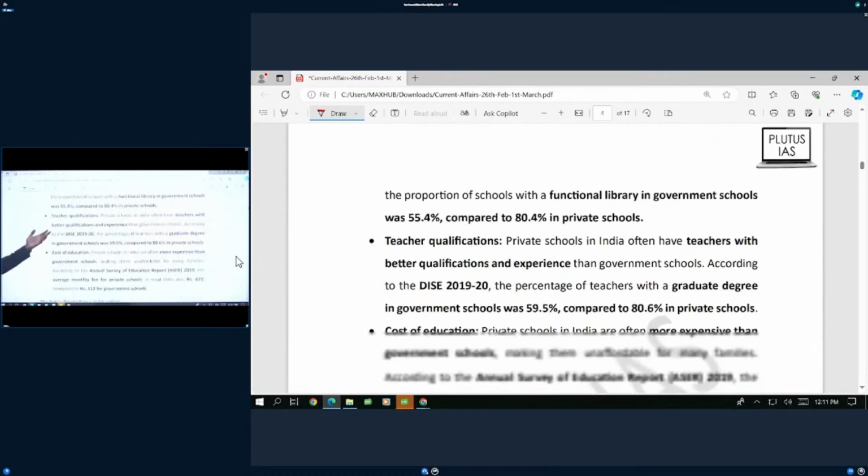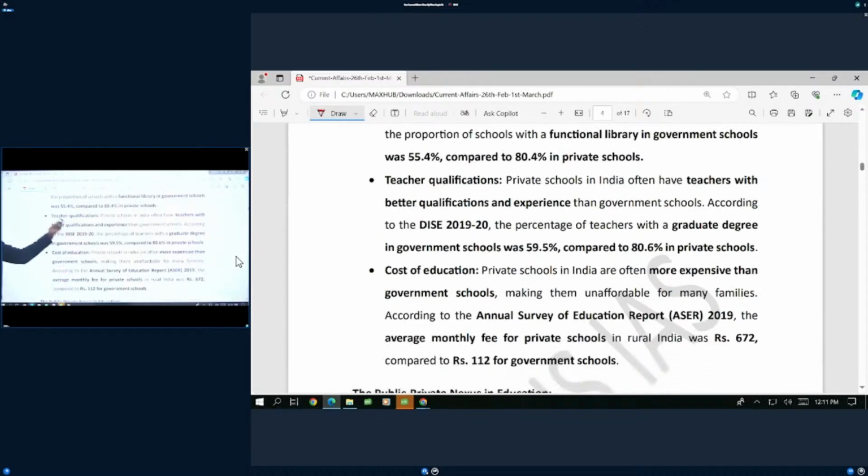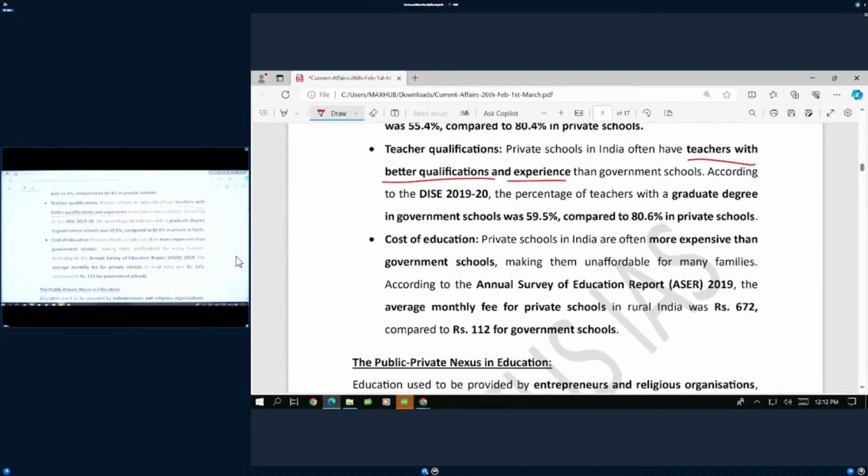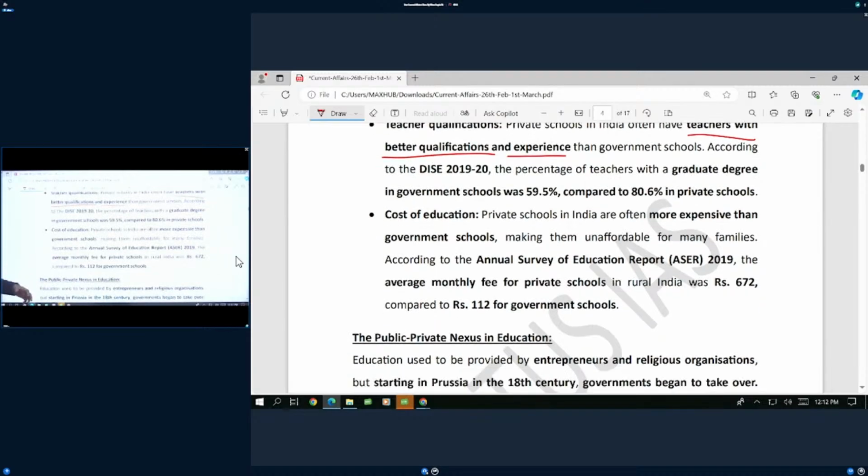नेक्स्ट, टीचर्स क्वालिफिकेशन, कॉमन सेंस हम सबको पता है, but nonetheless रिपोर्ट का देख लेते हैं. Private schools offer teachers with better qualification and experience than government schools. According to the report, percentage of teachers with graduate degree in government is around 60%, compared to 80.6% in private schools. Cost of education, ये तो हमें वैसे भी पता है, the cost of education in private is excessively high. But इसका नाम आप याद रखेंगे.